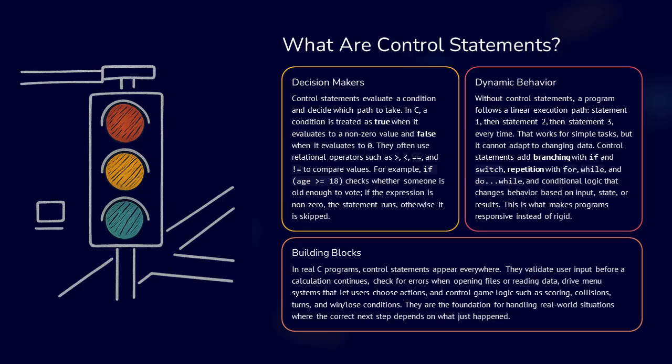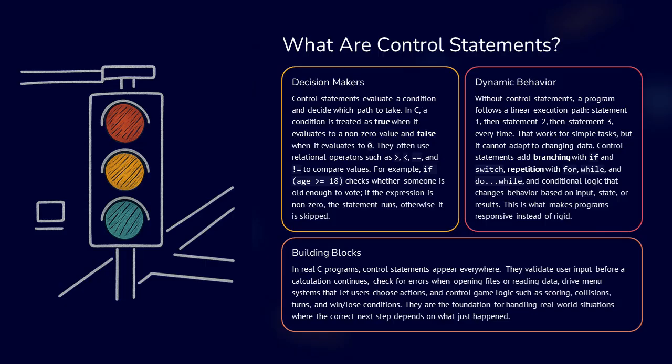Dynamic behavior. Without control statements, a program follows a linear execution path. Statement 1, then statement 2, then statement 3 every time. That works for simple tasks, but it cannot adapt to changing data. Control statements enable branching with if and switch, repetition with for, while, and do while, and conditional logic that changes behavior based on input, state, or results. This is what makes a program responsive instead of rigid.